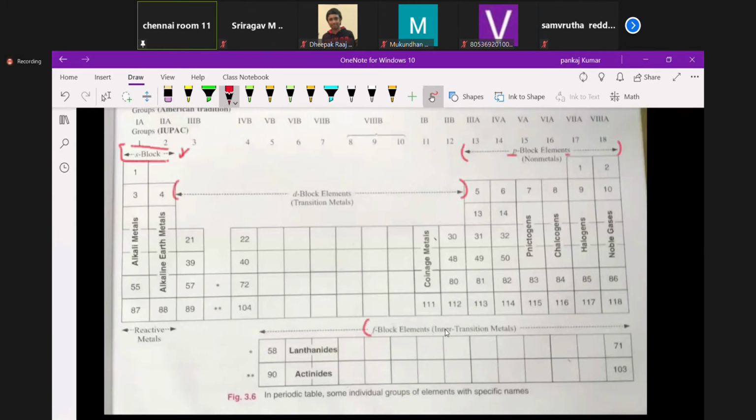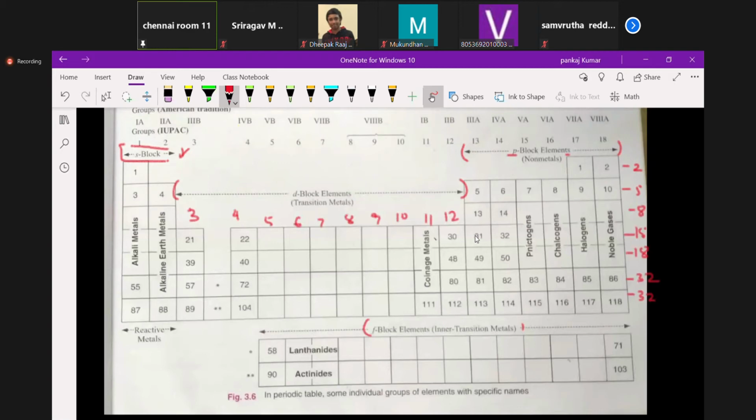The first row consists of only 2 elements. Here will be 8 elements, here also 8 elements. But here will be 18 elements, here 18 elements, here 32, and here 32. So it will become 118. Understood? Clear? This will be your group 3, 4, 5, 6, 7, 8, 9, 10, 11, and 12.